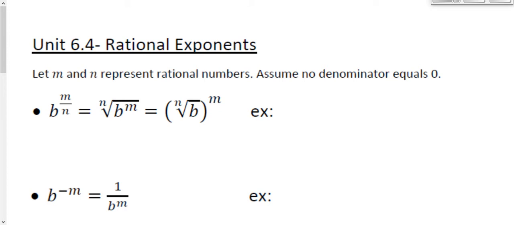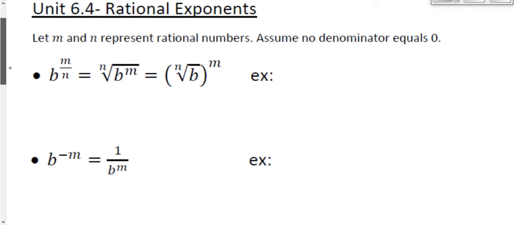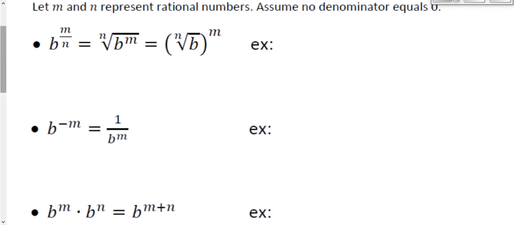So the first one we're going to look at is one of the ones that is new for you. We have b to the m over n, and up here in the directions it does say m and n represent rational numbers, so those are fractions, and we're going to assume that none of the denominators is equal to the number 0. So we're not going to assume that any of these are trying to divide by 0.